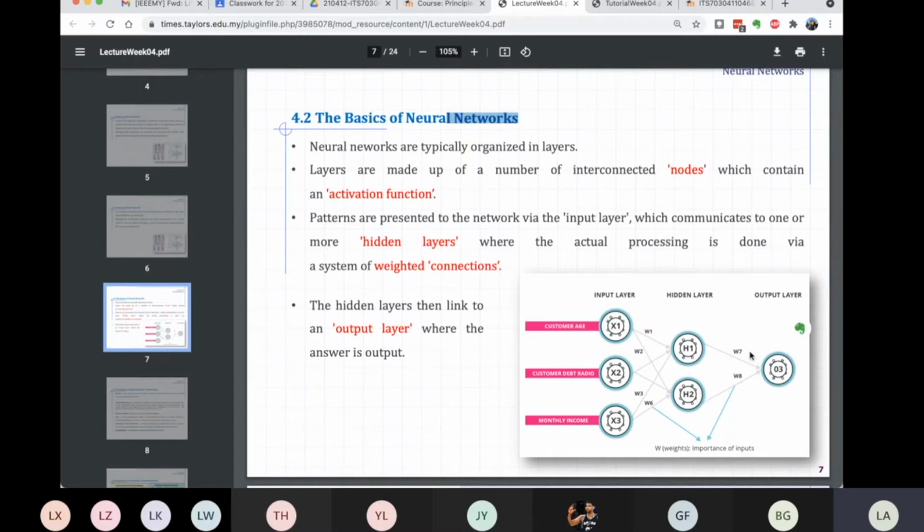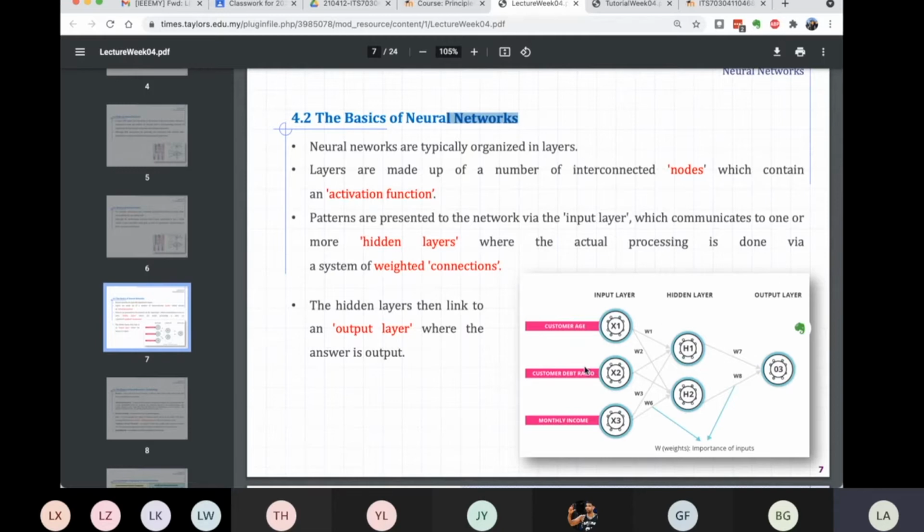If you look at this image, we have three layers. You have an input layer, and then you also have the output layer. The interconnected nodes here are our neurons. So we have X1, X2, and X3. We have three neurons because we have three attributes that we're going to fill in. The first attribute is the customer age. The second attribute is the customer debt ratio. There's a typo here. And then you also have the monthly income.